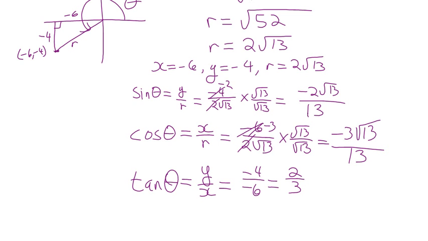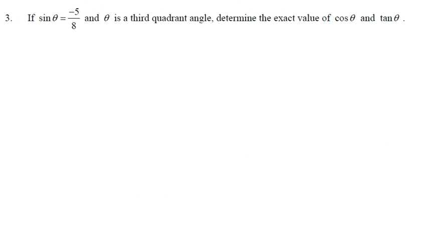Any wonderment? Keep going. Oh, here's one. If sine theta is negative 5 over 8 and theta is a third quadrant angle, determine the exact value of cos theta and tan theta. Okay, that's different.